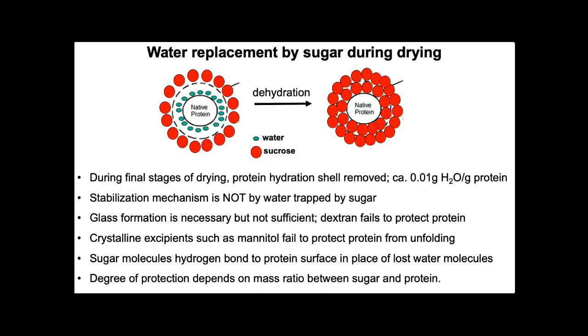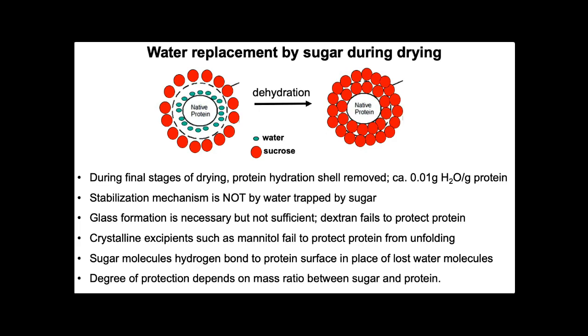Well, during drying, you literally strip off the hydration shell of the protein. At the water contents we have for a lot of lyophilized protein products, there's no water left around the protein. So we're not trapping water around the protein with the sugar. Instead, as the water molecules are removed, molecules like sucrose will hydrogen bond to the protein in place of the lost water. Now, for this to occur, the sugar has to remain amorphous.